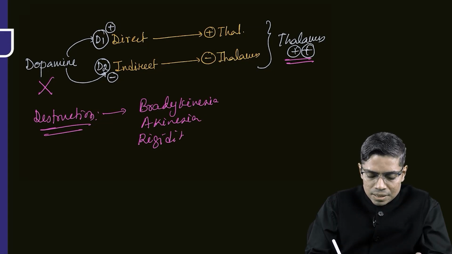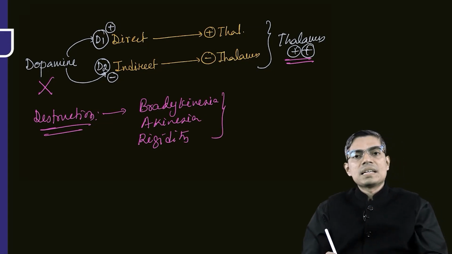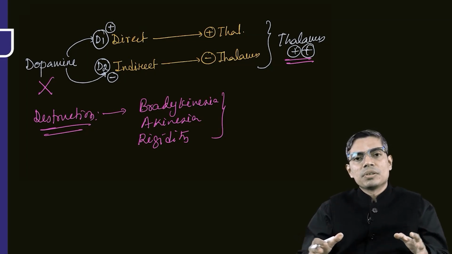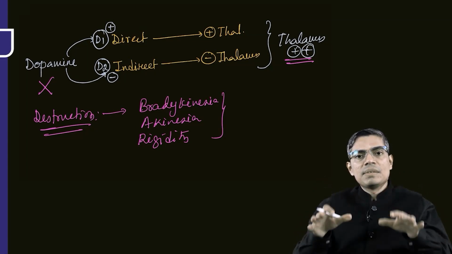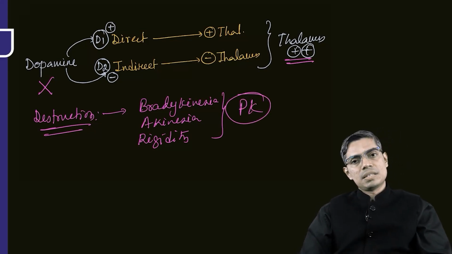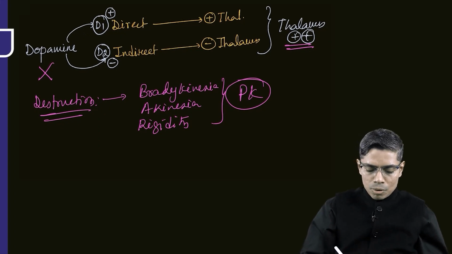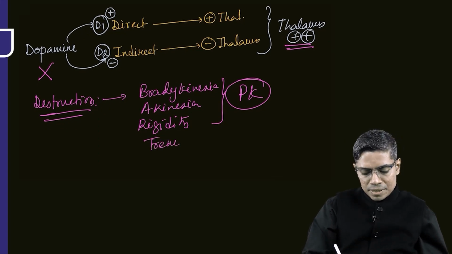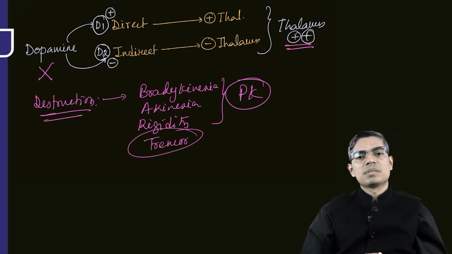Okay, rigidity. So all these symptoms are explained by this dopaminergic destruction when the inhibitory pathway will be dominant. It will inhibit the suppression, and this is typical of Parkinsonism disease. Now, apart from all this, we also know that there will be tremor in case of Parkinsonism disease also.